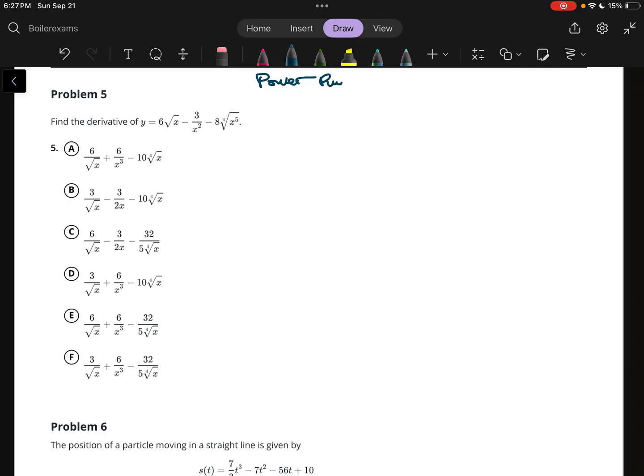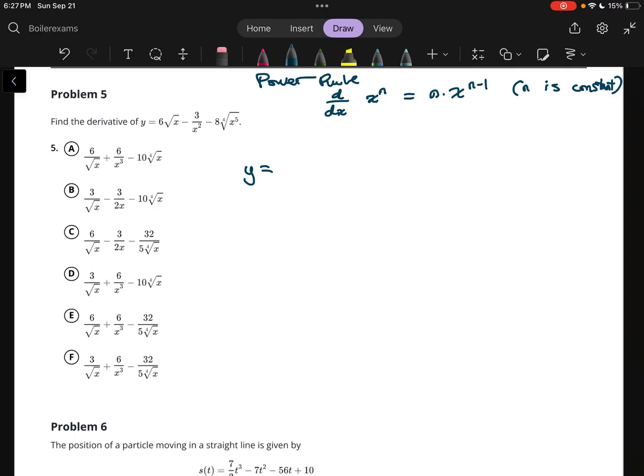And the power rule basically states that the derivative of x to the power of n, assuming n is a constant, is equal to n times x to the power of n minus 1. Okay, and n is a constant. At first glance it looks like we don't have any exponents here, but that's because we can actually convert our square roots and our fourth roots to exponents as well.